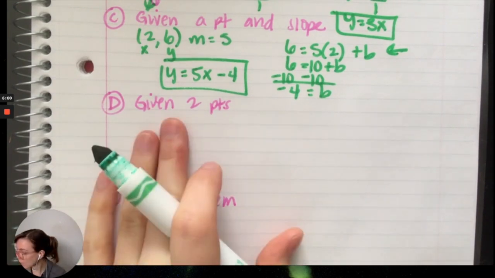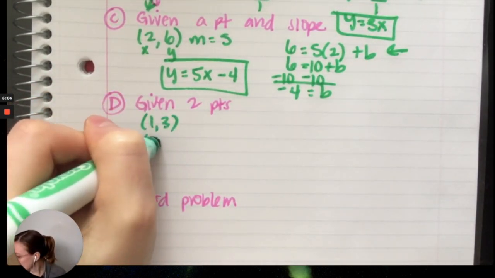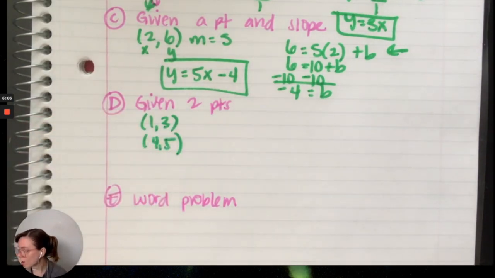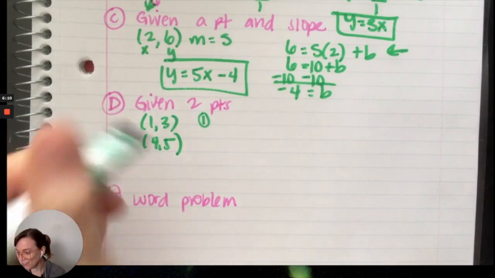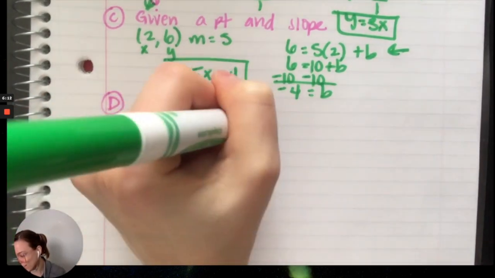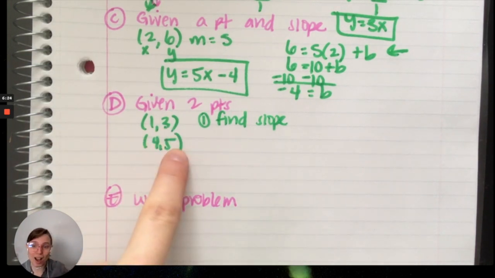Okay, given 2 points. 1, 3, 4, 5. All right, this one I am going to write some steps down. There's only like 2 steps, but the first step is to find slope. Whenever you're given 2 coordinates, you can find the slope because all you need are 2 x's to find their change or their subtraction, their difference, and you need 2 y's. We have that. We have an x and a y, we're golden.